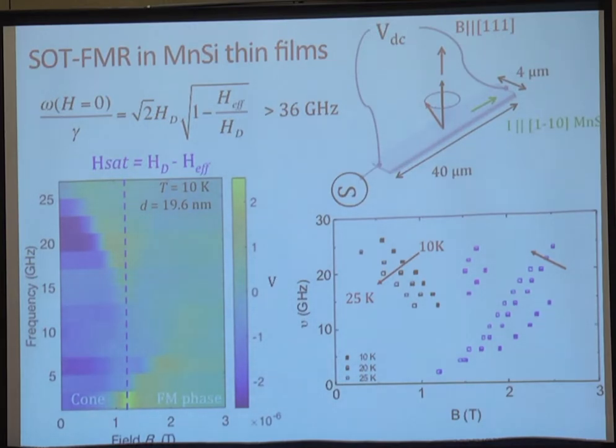So this looks very similar to bulk at first glance. However, there's a new mode here that you don't see in bulk. And then if you look carefully here at the zero field frequency, you find that it's much lower than what you'd expect. For films, if you calculate what that intercept should be, it should be about 36 gigahertz. For here, it looks something closer to 25. So what's going on here?